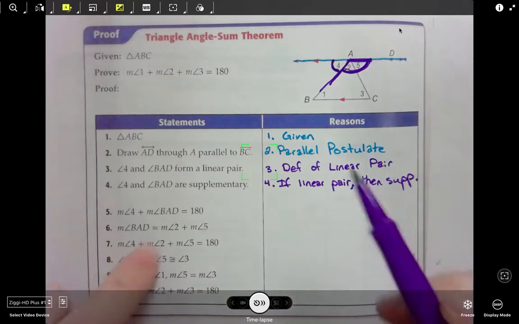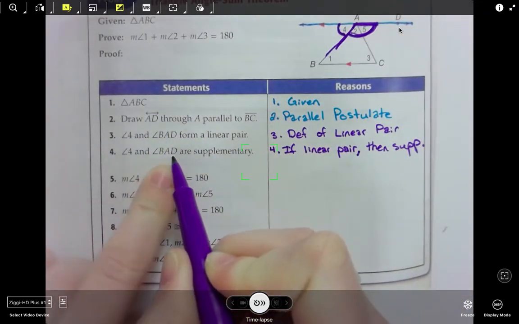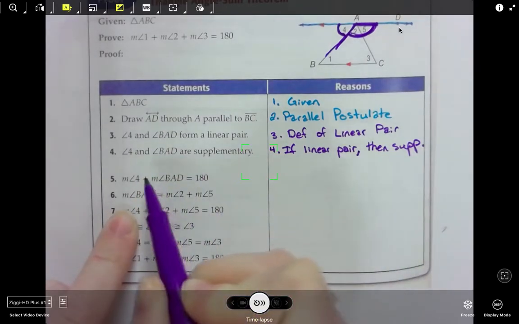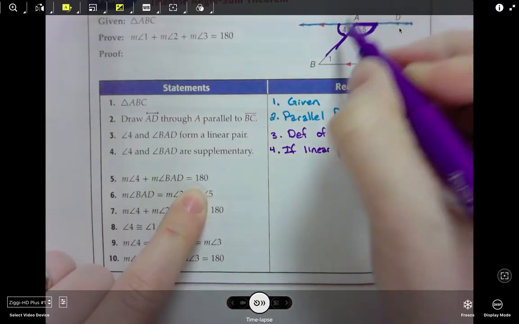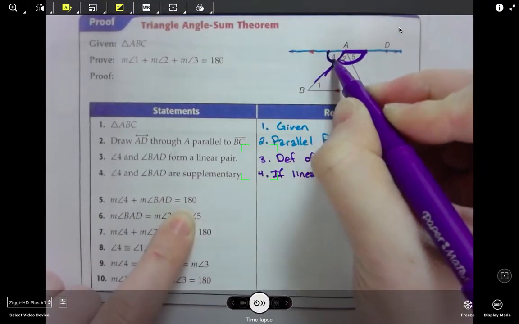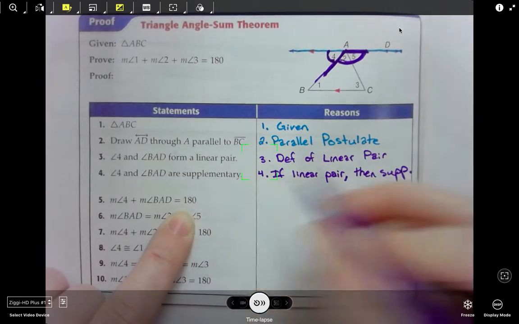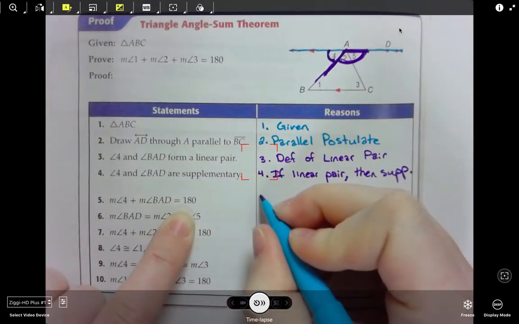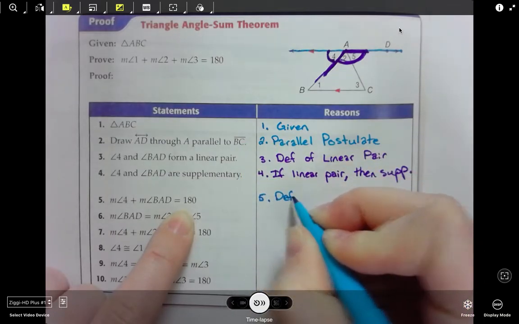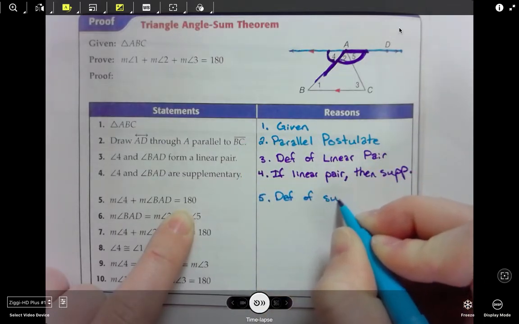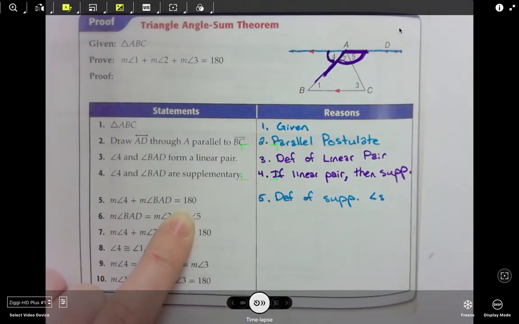Okay. All right, so then they've gone a step further and they said, okay, since angle 4 and angle BAD are supplementary, we can just go ahead and say that angle 4 plus angle BAD is 180. Okay, if I add those two angles together, angle 4 and then this angle right here, they have to add up to be 180. Okay, and I'm going to do a different color again. This is number 5, and that is definition of supplementary angles. Definition of supplementary angles tells me that.